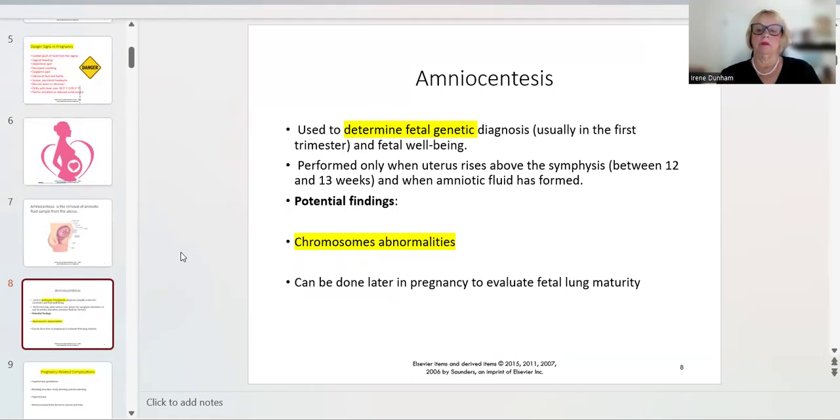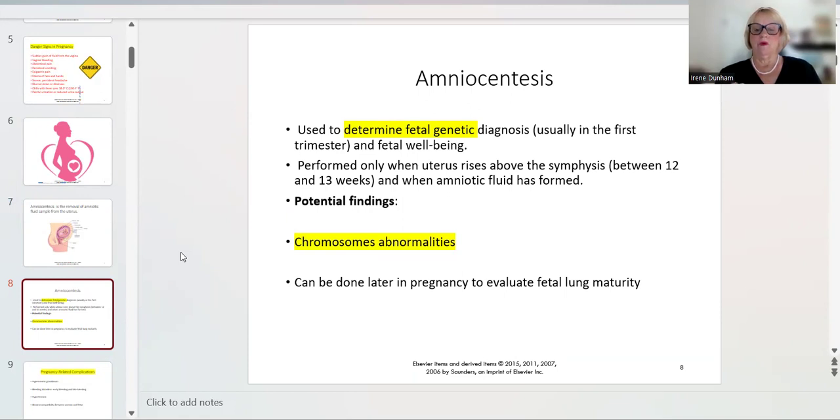evaluate fetal lung maturity. So for instance, I may have, say, a 28-weeker, okay? And it looks like we're going to deliver, or we might have to deliver because of preeclampsia. I want to know the status of those fetal lungs. I want to know if the baby has enough surfactant in the lungs for inspiration and expiration. So they might do an amniocentesis at that time to evaluate fetal lung maturity.